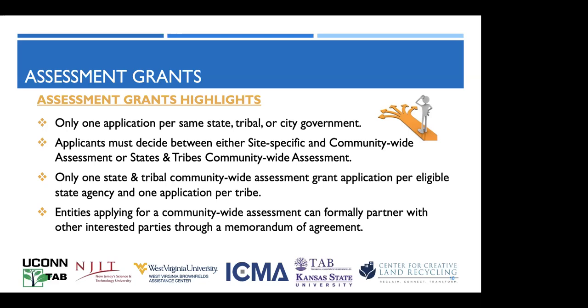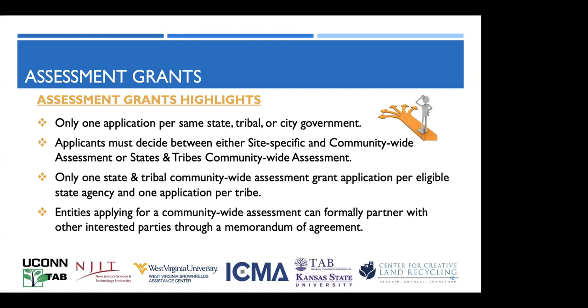One thing specific to the community-wide assessment grants for states and tribes is that EPA will accept only 1 assessment grant application per eligible state agency and 1 applicant per tribe. So if EPA does receive more than 1 application per state, regardless of whether they're submitted by different eligible state agencies, EPA will only select the highest ranking application that qualifies for selection. They'll go through the grant, score it, and take the highest scoring of the 2 or 3, if that's the case.